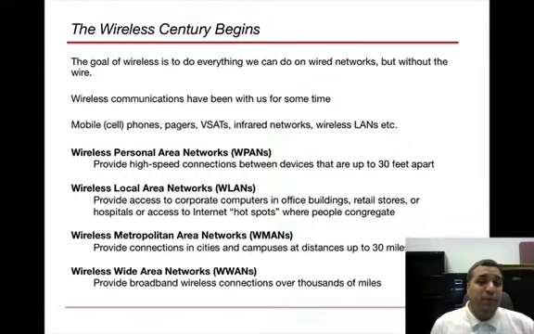For those of you who may remember, it wasn't long ago where you could have two computers using infrared as well, which would be a form of wireless personal area network where the infrared communication would occur between the two computers. And we could transmit data.